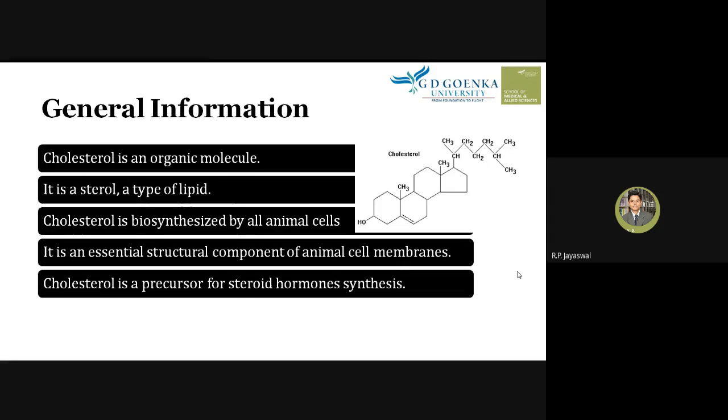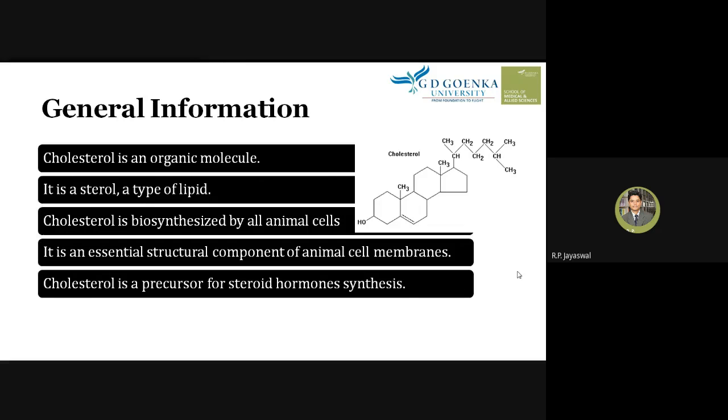Cholesterol is also one of the precursors for steroid hormone synthesis. Steroid hormones are like testosterone, estrogen, progesterone. And in addition to these steroid hormones, vitamin D, you might have heard about vitamin D, which is synthesized in the presence of sunlight, right? And this vitamin D is very, very important for strengthening our bones. And vitamin D is also synthesized with the help of cholesterol.